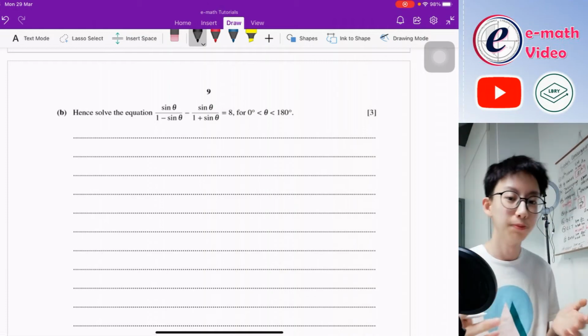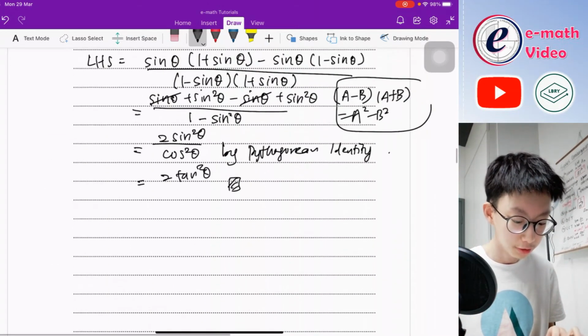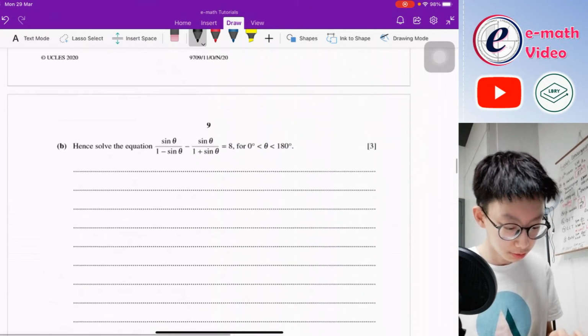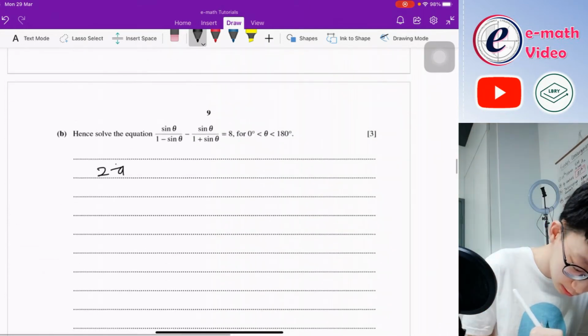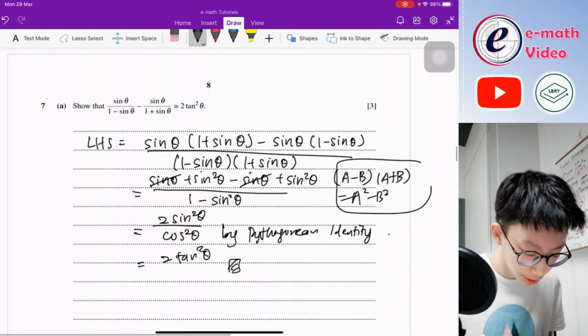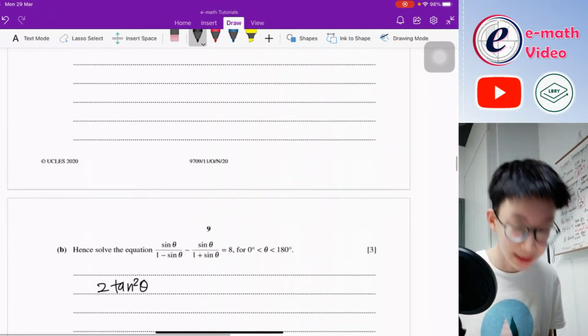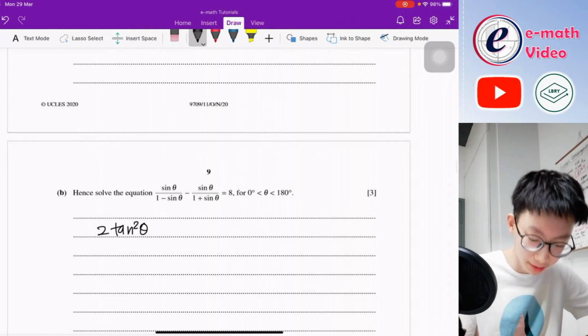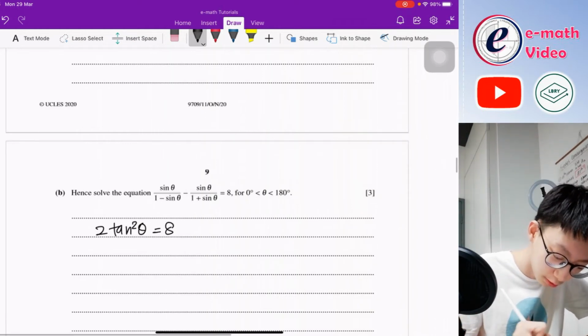Then next, hence solve the equation of that one. So obviously, because you proved the identity in part A, you'll make use of what you have here, which is 2 tangent square theta. Wait, before that, let me check. Is it the same? Is there any trap here? Okay, it's exactly the same. So just 2 tangent square theta equals 8. So move the 2 over, it will be 4.